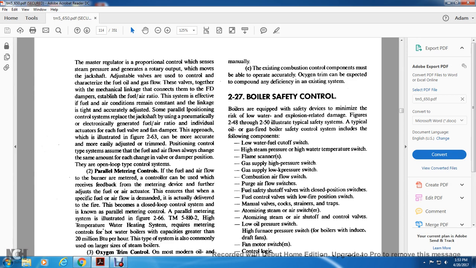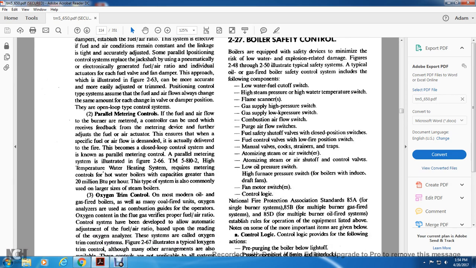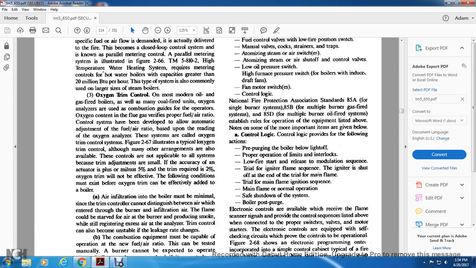steam pressure, high water temperature switch, flame scanner, gas supply high pressure switch, gas supply low pressure switch, combustion airflow switch, purge airflow switch, fuel safety shutoff valves with closed position switches, fuel control valves with low fire position switches, manual valves, cocks, strainers and traps, atomizing steam or air switches, atomizing steam or air shutoff control valves, low oil pressure switch, high furnace pressure switch for boilers equipped with draft fans, fan motor switch, and control logic.